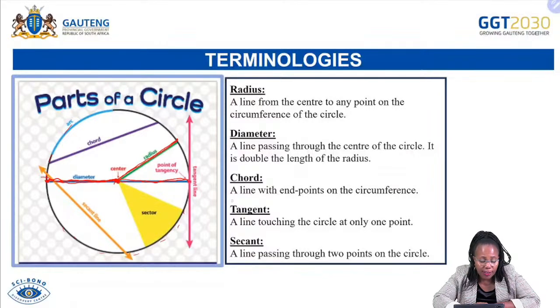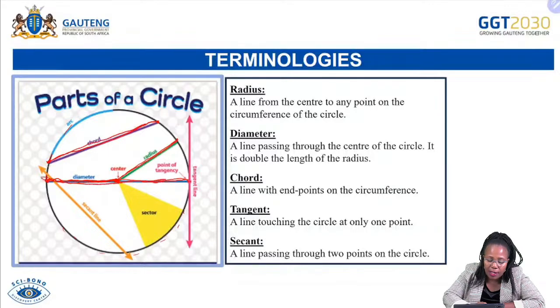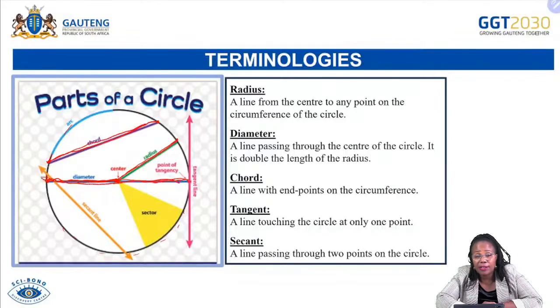And then a chord is a line from the circumference to the other side of the circumference. If you look at the difference between this one and the diameter, the chord doesn't have to specifically pass through the center. Any line from circumference to circumference inside the circle is a chord. That means the diameter is also a chord, but it's a special chord because this one passes through the center.